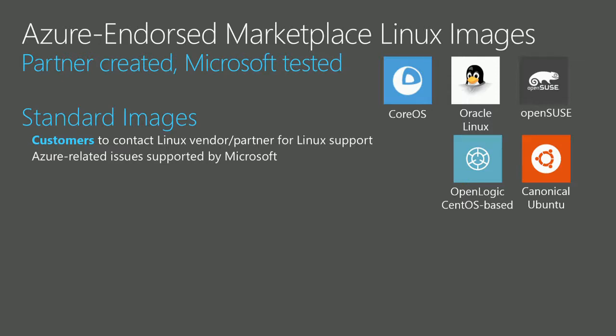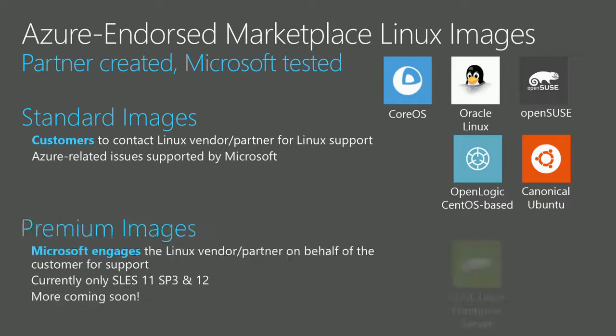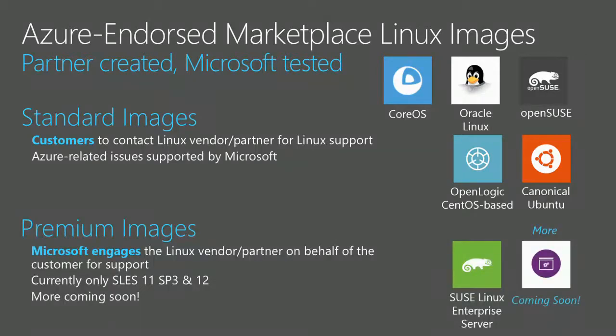We have Oracle Linux, OpenSUSE, OpenLogic-based CentOS, Ubuntu, all of this. We just added CoreOS for container support not long ago. And under this bucket, there are two categories as well. There are the standard images. The differentiation between standard and premium is mainly from a support perspective. So for standard ones, if you need support, here's how it works. If it's Azure, you come to us. And if it's related to the distro image, you go to the distro partners, vendors.